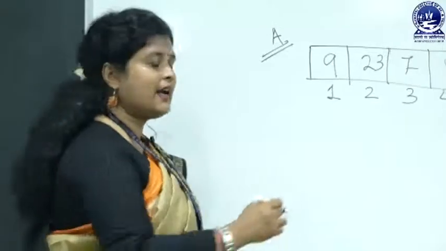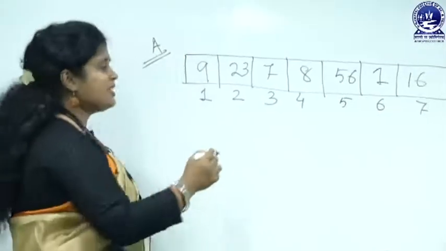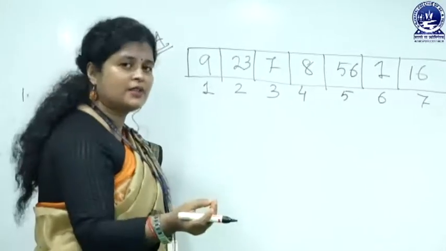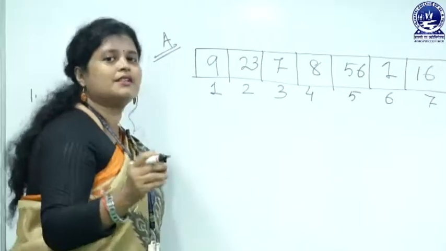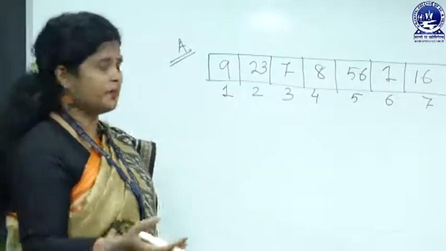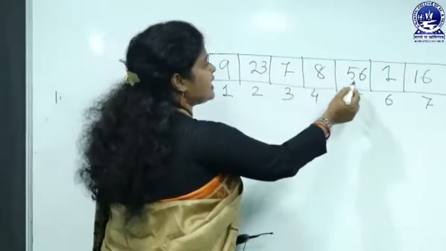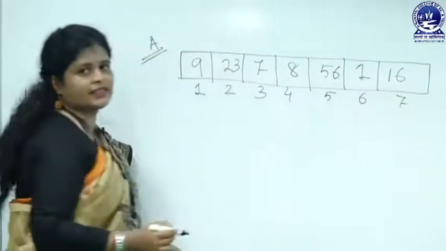Here I have used 1 to 7; all these are indexes. You may use any number of values and try to use unique values. You may use duplicate values also, no problem. Here the values are 9, 23, 7, 8, 56, 1 and 16.